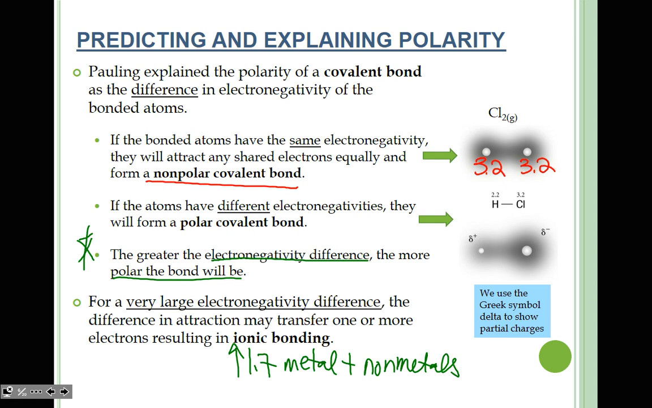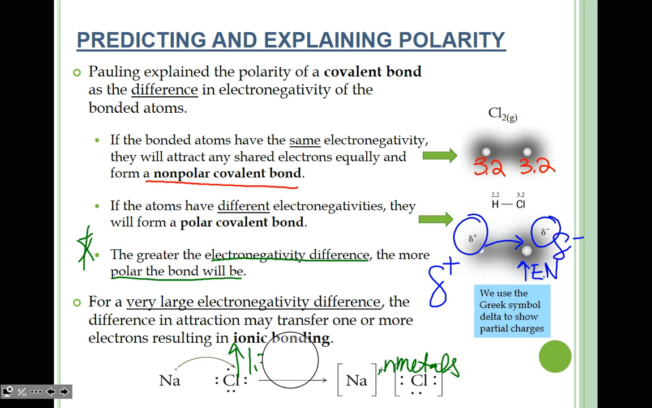And we use the Greek symbol delta. This is delta to show partial charges. So what does delta look like? You just kind of make an 8, but you don't finish the 8. And then say, hey, this side's more positive. Why is this side more positive? This has a higher EN number, which means that the electron is going to move closer to that, making that side more negative. If one side is more negative, obviously the opposite side is going to be more positive.